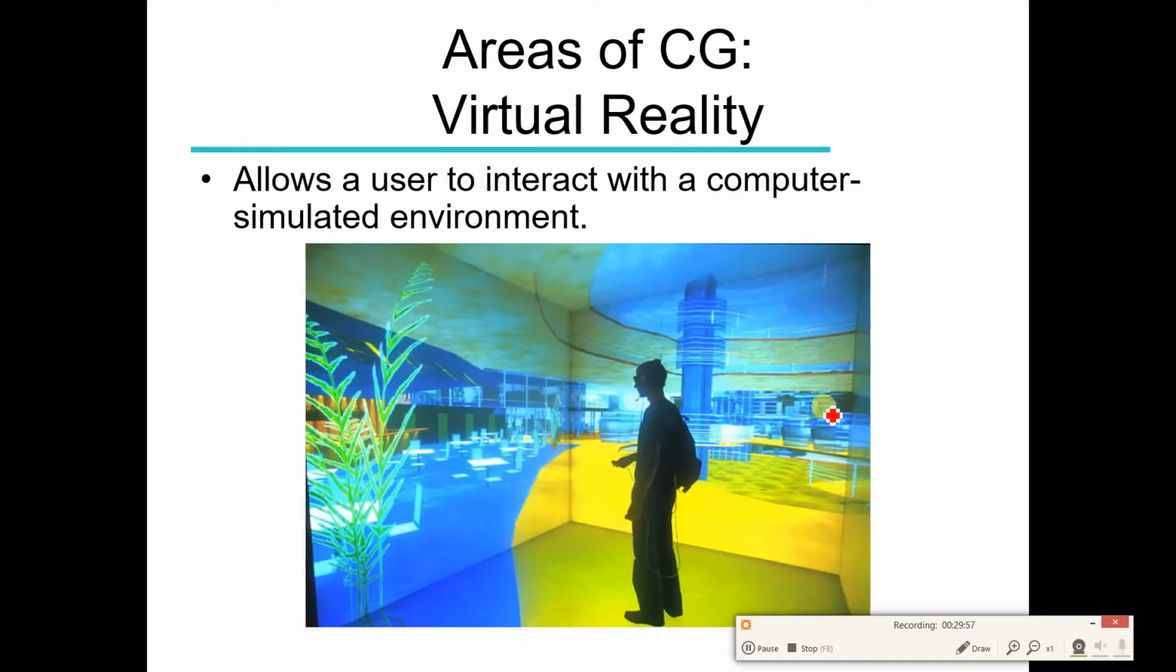The next area of computer graphics is virtual reality, something which is not real but virtual, yet looks so real. This is called virtual reality. It allows the user to interact with a computer-simulated environment.